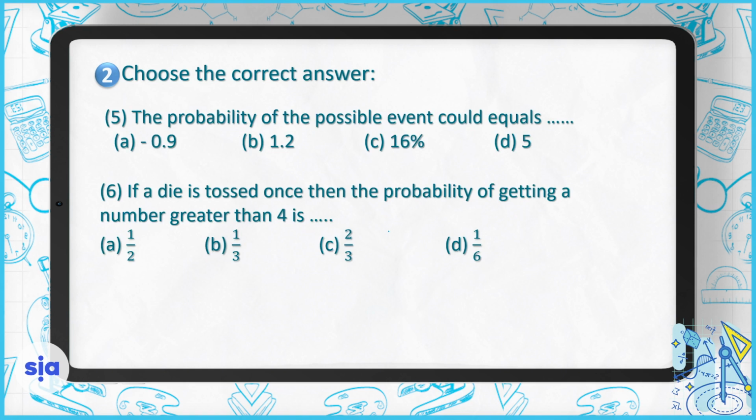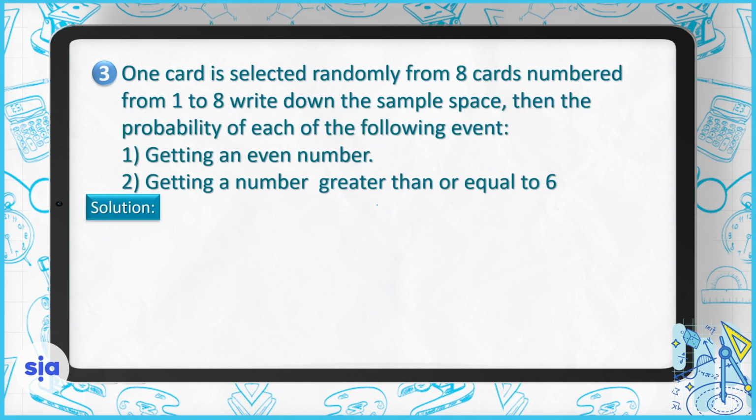Question 5. The probability of the possible event could be equal to which of the following? We know that the probability cannot be negative, cannot be more than 1. So the right choice is choice C. If a die is tossed once, then the probability of getting a number greater than 4 is? We have only 2 possible numbers greater than 4, so it's 2/6. Then the result is 1/3.